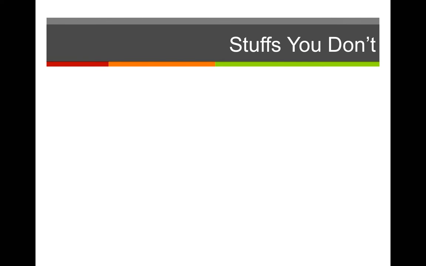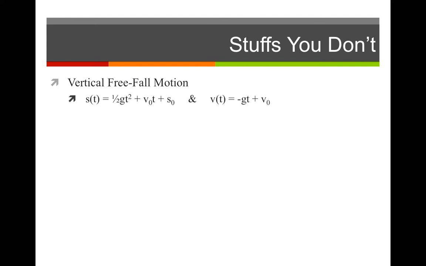So let's move on to stuff we don't know just yet. The first one is the vertical free fall equation. Some of you may have seen this in physics. This is the version that we give you here in trigonometry. s of t is a position function, which means how far things have traveled. And v of t is a velocity equation. So there are different things on here.